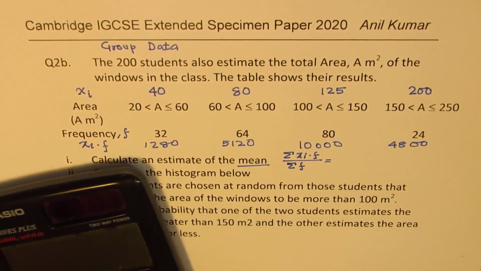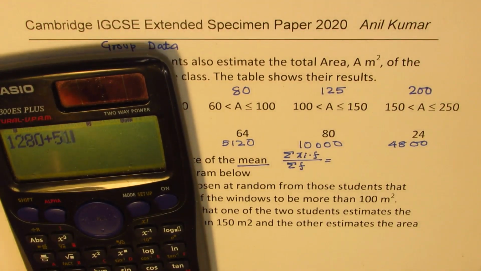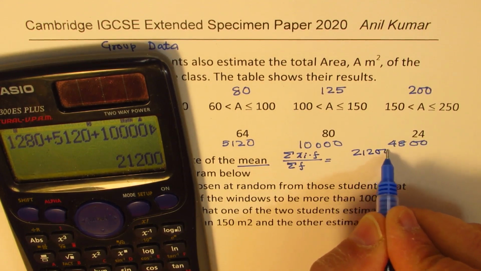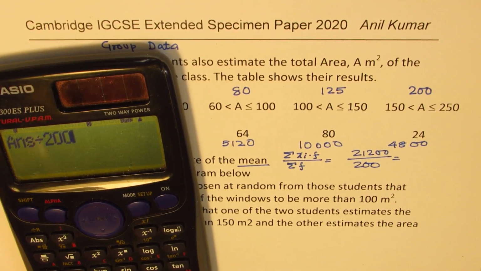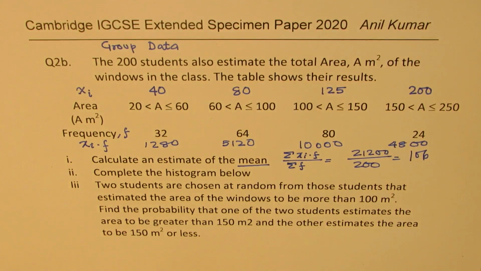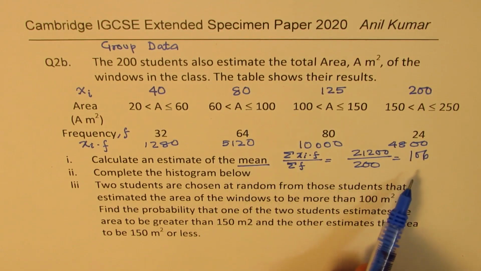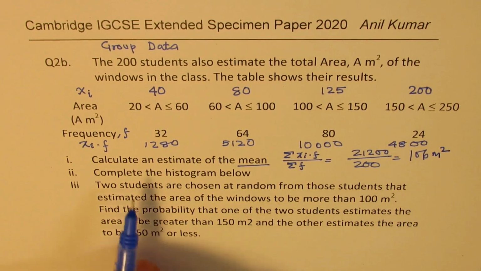So we'll just add them up: 1280 plus 5120 plus 10,000 plus 4,800. What do you get? You get 21,200. Divide this by 200. You get your answer as 106. So 106 becomes your mean. That is how you're going to answer this particular question, right? I hope that is absolutely correct. And the units will be meters square.